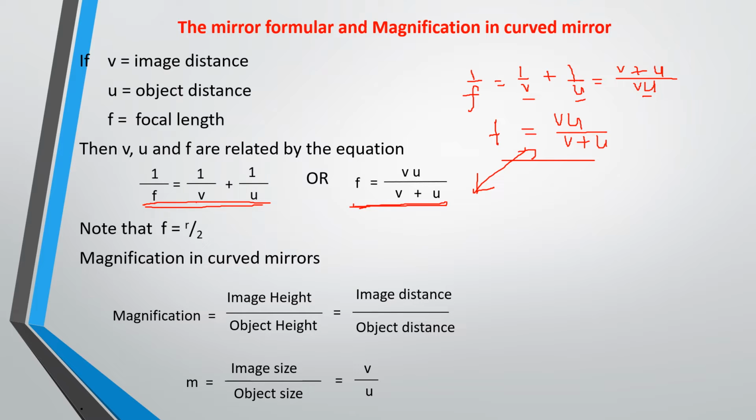Remember that we said that the radius of curvature is equal to 2f, which means that f is equal to the radius of curvature all over 2. Remember this, because this is what we're going to be using to solve problems. Then also remember that this is the formula for magnification. We treated this in our previous videos. Magnification is equal to image height over object height, which is equal to image distance over object distance, or image size over object size, as the case may be, depending on the equation that you are given.